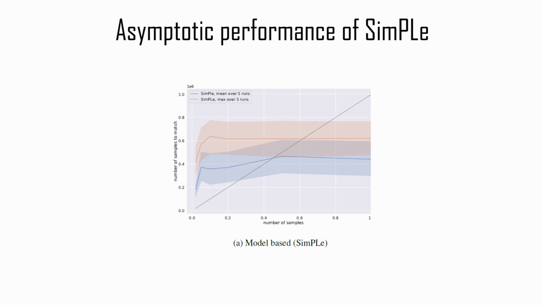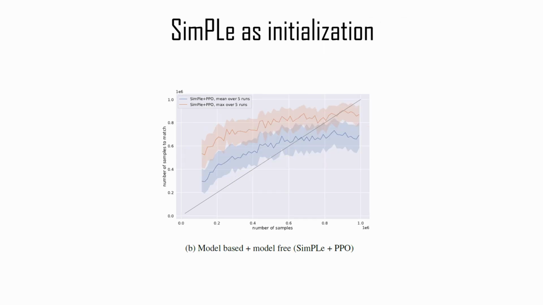We can see that SimPLe outperformed PPO when 10,000 to 40,000 real interactions with the environment are used, but then it plateaus, showing a lower asymptotic performance. A simple strategy to obviate this problem is to use SimPLe only as an initialization point, but of course with the drawbacks and the difficulties that come with designing and training two different algorithms.